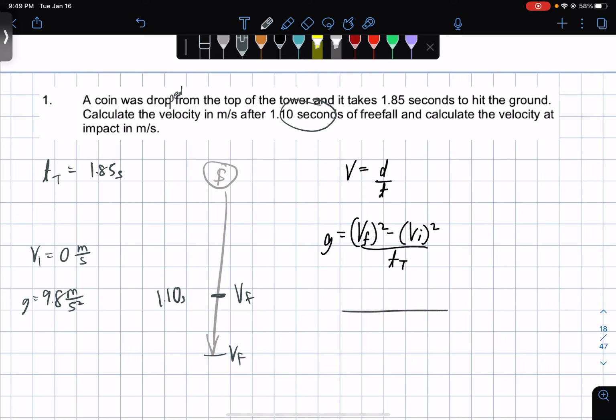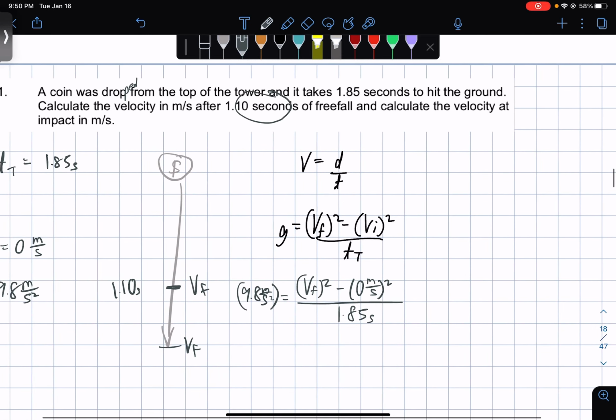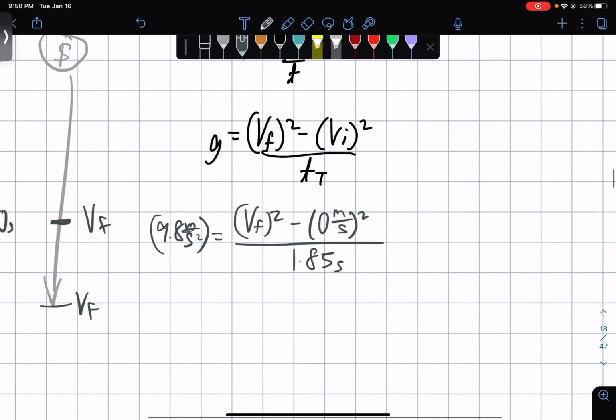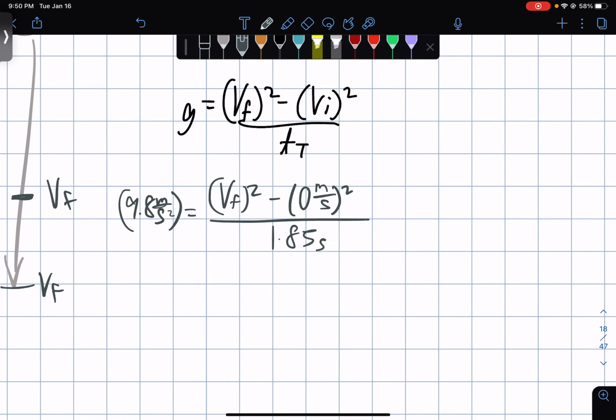The time total is 1.85 seconds. Gravitational acceleration is 9.8 meters per second squared. Vf is missing. What's our Vi? It's 0 meters per second. Okay, so this is the second missing value. We have to calculate the velocity at impact in meters per second. Upon impact, the time is going to be 1.85, so multiply both sides by 1.85.